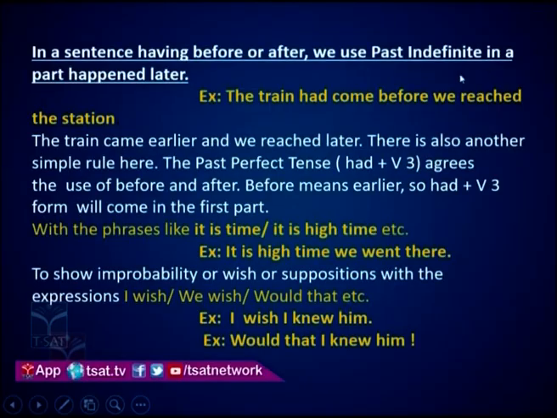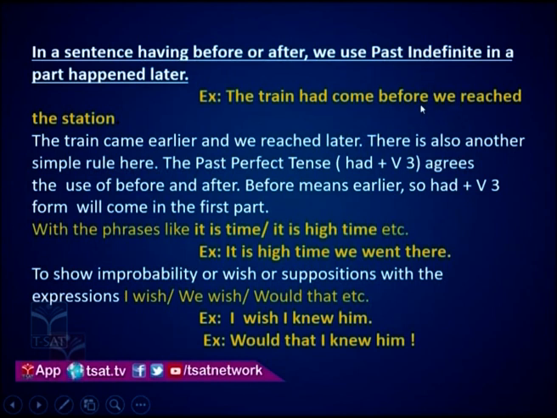In a sentence having before or after, we use past indefinite in the part that happened later. For example, the train had come before we reached the station. Now, if you look at this example, the train had come before, you can see here the word before. We reached the station. That means the train had come before you reached the station. The action is over. The train had come and it has left, or it is still waiting at the station.